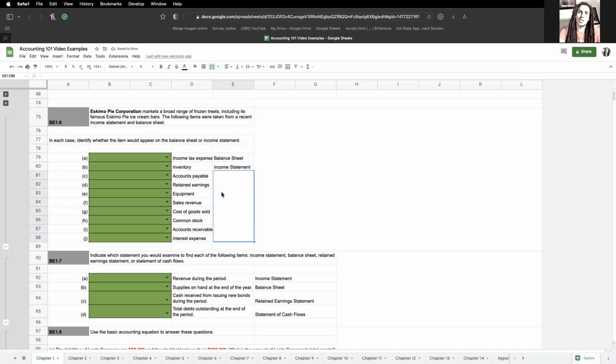Eskimo Pie Corporation markets a broad range of frozen treats, including its famous Eskimo ice cream bars. The following items were taken from a recent income statement and balance sheet. In each case, identify whether the item would appear on the balance sheet or income statement. All right. So for income tax expense, that's an income statement item.